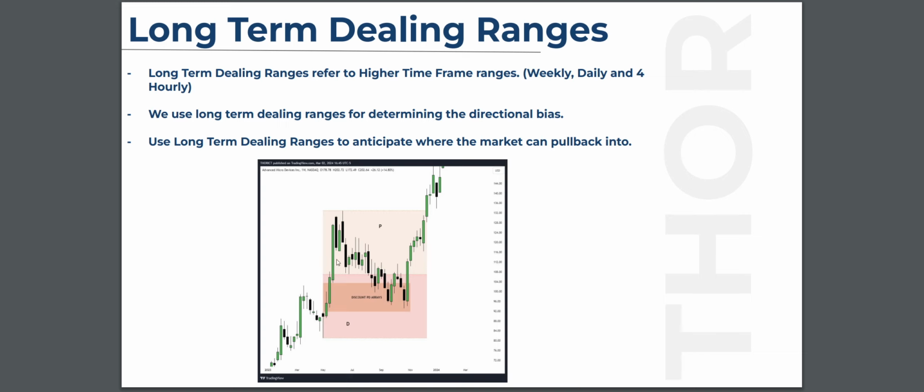Just like I mentioned, we use the long-term dealing ranges to anticipate market pullbacks and determine directional bias. So unless price trades below the order block low, the order flow is still bullish. That is your directional bias. You're expecting higher moves, higher prices. But if it was to rip through the discount fair value gap and violate the order block low, that means the order flow has changed. Now you can look for shorts, and your bias has changed.